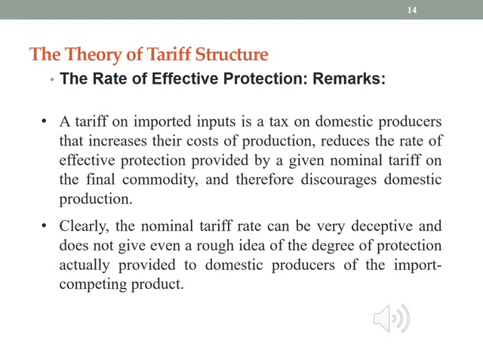Clearly, the nominal tariff rate can be very deceptive and does not give even a rough idea of the degree of protection that is actually provided to domestic producers of the import competing product.